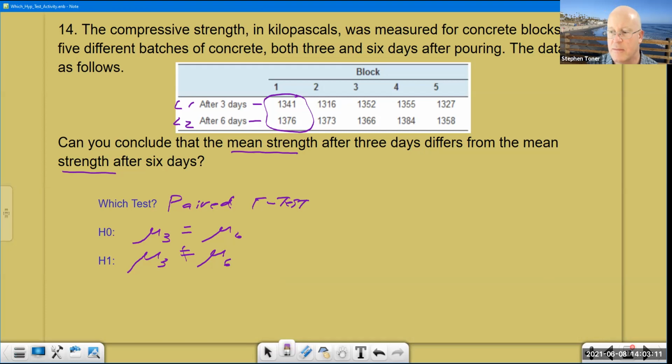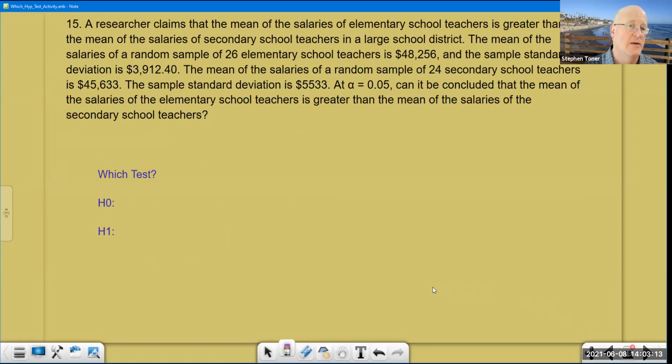Moving on to problem number 15. A researcher claims that the mean of the salaries of elementary school teachers is greater than the mean of the salaries of secondary schools in a large school district. I'm almost wanting to just go straight down here: mu sub elementary greater than mu of secondary or high school, and mu E for elementary equals mu of secondary. Let's just make sure it's that way and finish the problem.